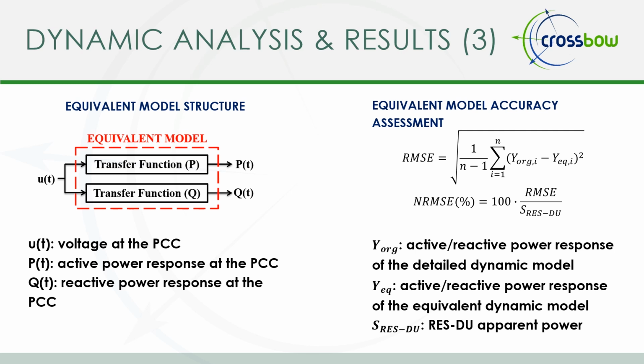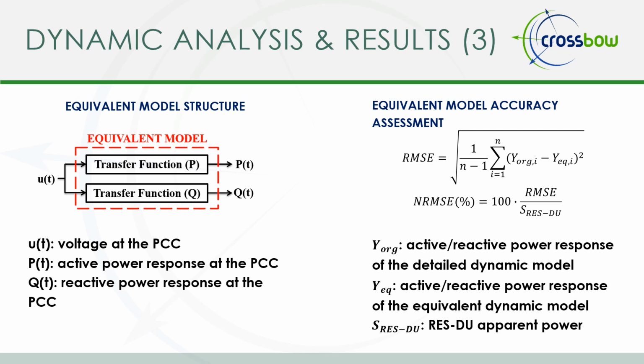Dynamic equivalents are derived in the form of two transfer functions with voltage at the point of common coupling as an input signal and active and reactive power response at the point of common coupling as transfer function outputs. Transfer function parameters are estimated through an iterative optimization procedure with the objective of maximizing the match between the detailed and equivalent dynamic model output.